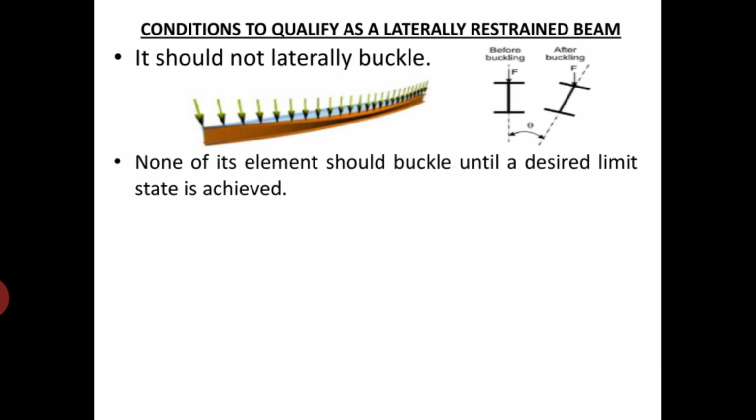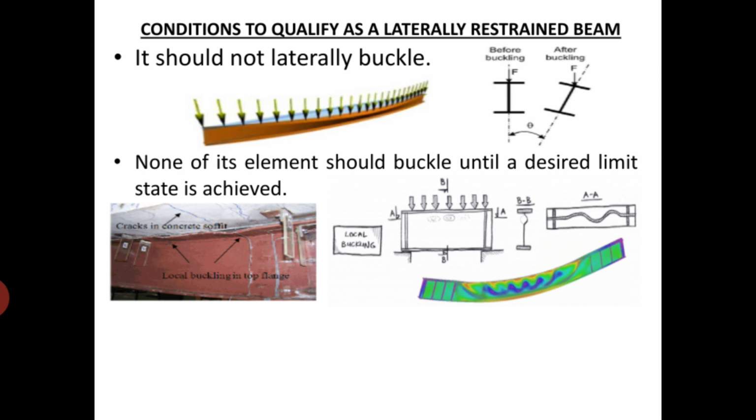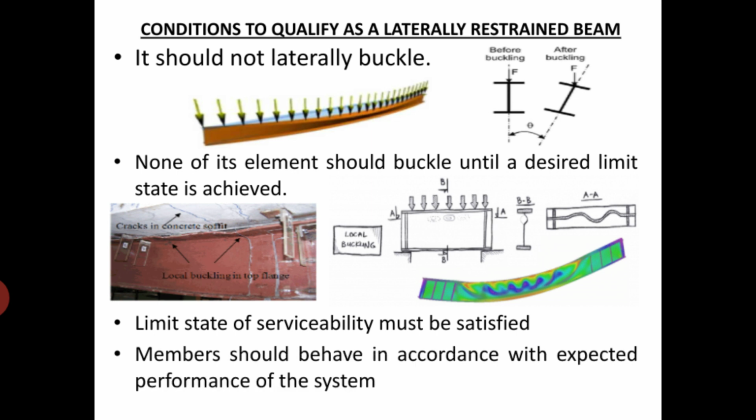None of its elements should buckle until a desired limit state is achieved. Like this, it is a local buckling. So before reaching the yield stress, they have buckled like this. Waves and ripples are formed along the length of the flange, and the web has also buckled. This is called local buckling. So the condition to qualify as a laterally restrained beam is that none of its elements should buckle until a desired limit state is reached. Then the limit state of serviceability must be satisfied and members should behave in accordance with the expected performance of the system.